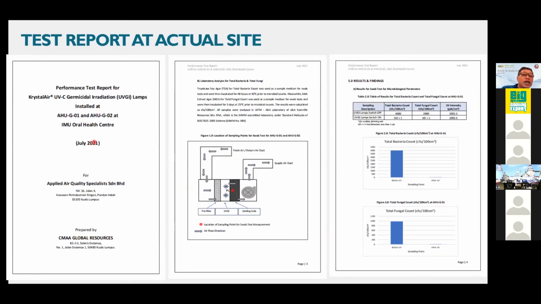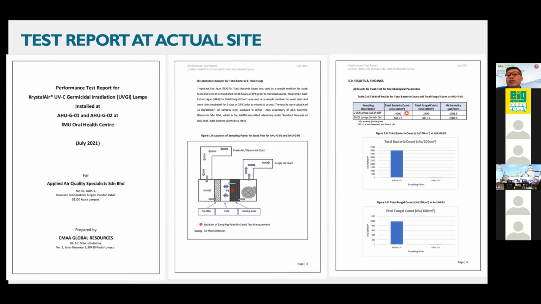Okay. Another one more. This one is for IMU, Oral Health Center, right? Okay. So again, this is the cooling coil. The lamp is over here, opposite side, because here we have limitation. We cannot propose off coil, so we install before coil. Okay. On coil. So the lamp is over here, filter is here, then the swab test is on the coil here, and you can see the test result.